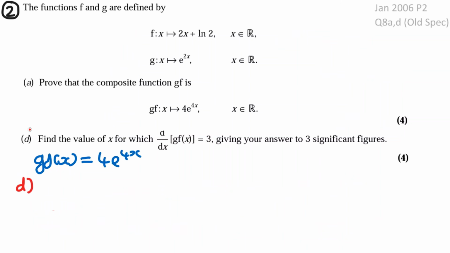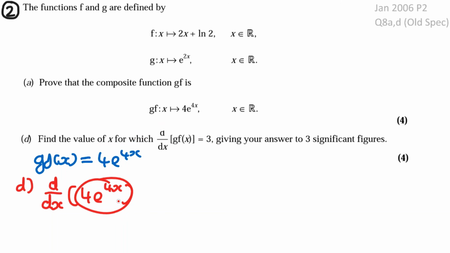So for part D, I've skipped B and C because they're not really relevant. We need to find the value of x for which d over dx of g of f of x is equal to 3. So gf of x we figured out is equal to 4e to the power of 4x, and this d over dx basically just means differentiate. So what this is actually saying, d over dx of gf of x, is d over dx of 4e to the power of 4x. We need to differentiate this here and then equal this to 3 and then find the value of x, which is the case.